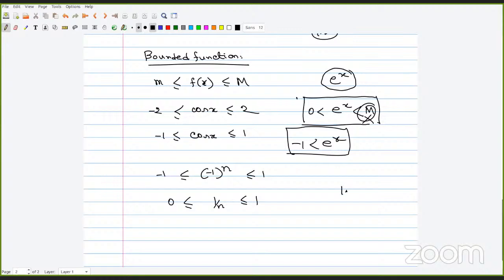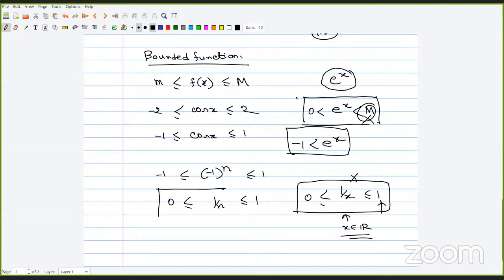But even you can take any number. 1 by n, if n is positive, then 0 will be a bound. So that's my question. Can I say this for any real number? No, right? Because I can get negative values also. Even if positive, it may not be less than 1, because I can take x equal to half, then it will give me 2. So this is not true. For the sequence 1 by n, which is natural, this is bounded. But for the function 1 by x, where x belongs to the real numbers, it is not a bounded function. Is it clear? Yes.